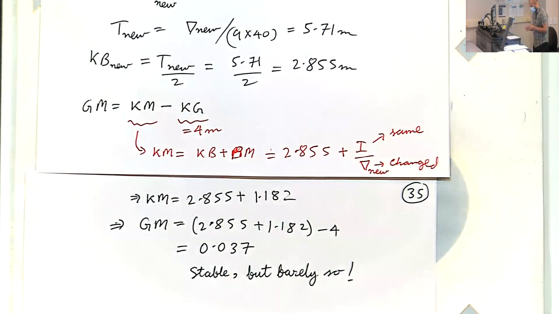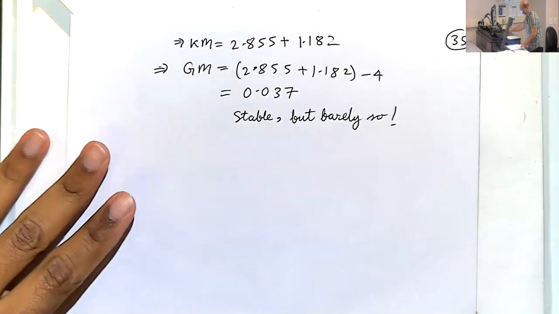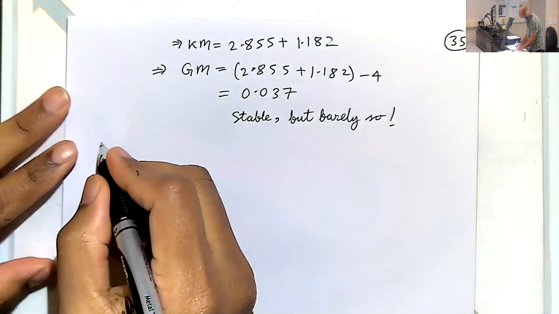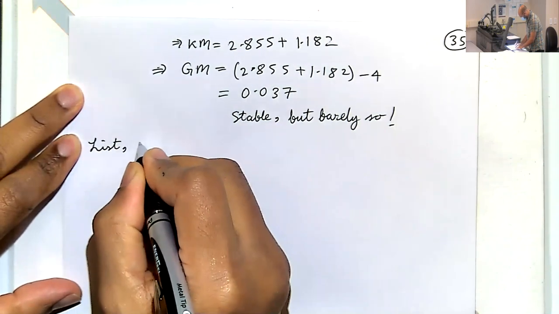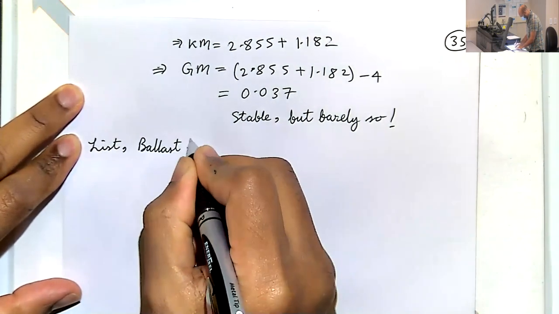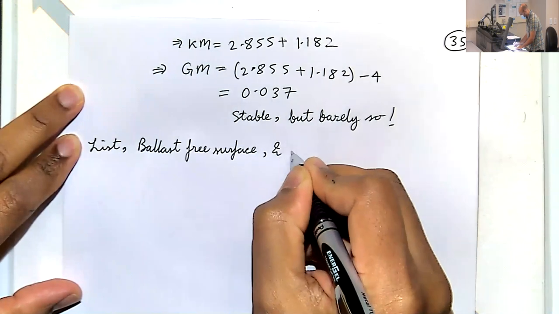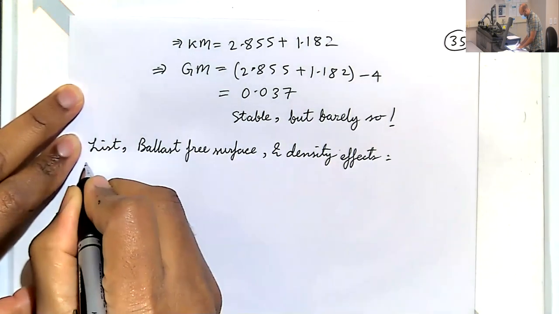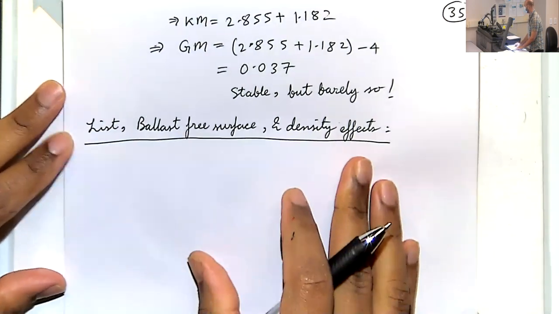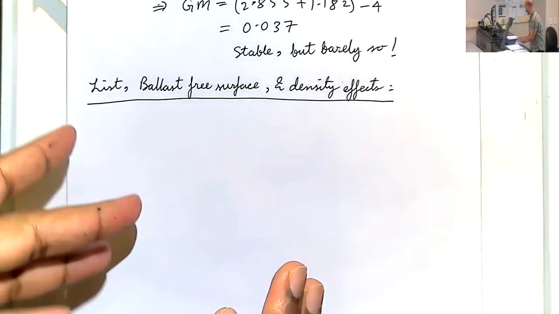So let's talk about list angle and other stuff now. So list, ballast, free surface, and density effects. All right, and we'll look at several individual cases.